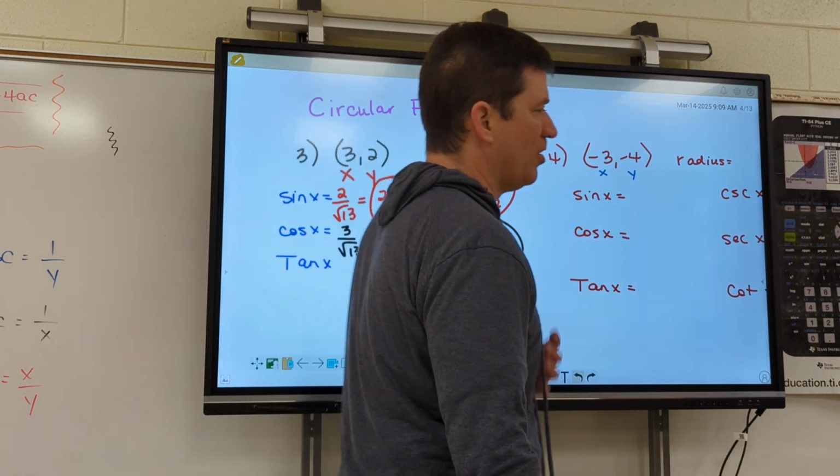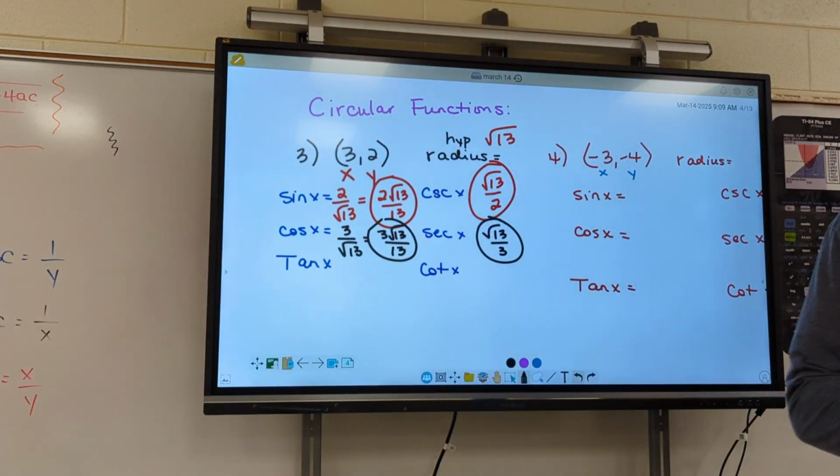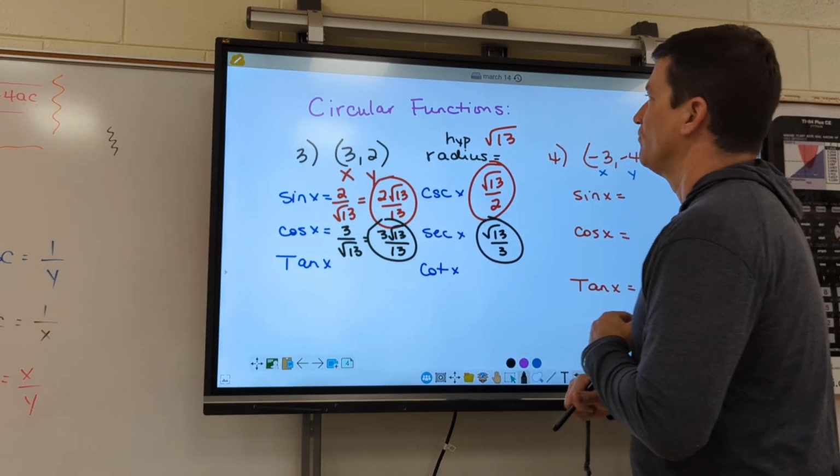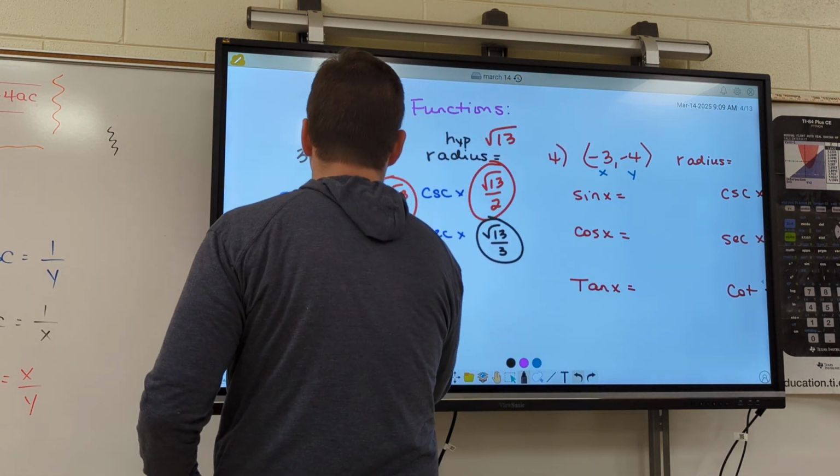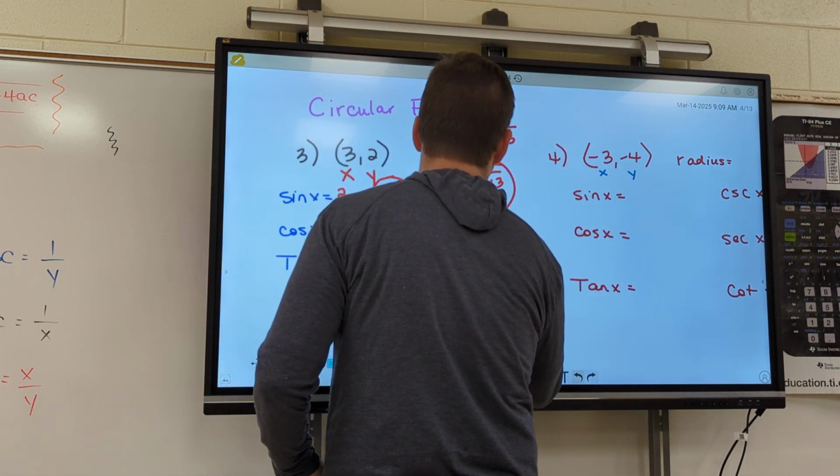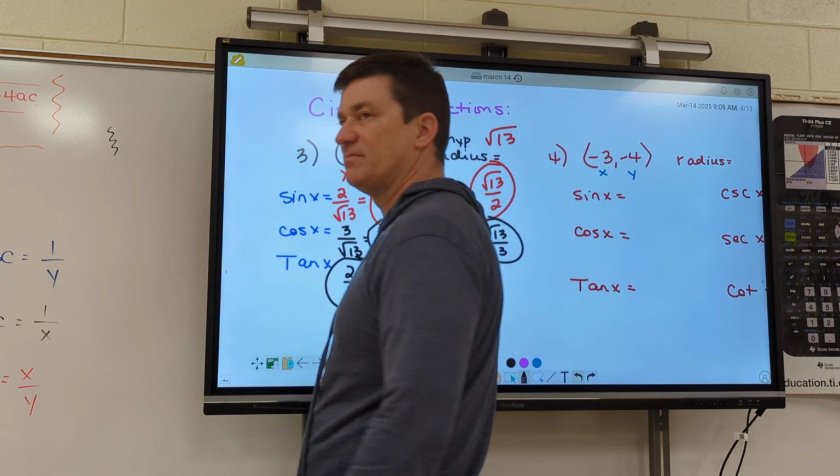All right, Chloe, can you give me a fraction for tangent? 2 over 3 is correct. Flip it, we get 3 over 2. It's pretty easy. Yeah, it's getting faster. This is the easiest thing we've done.